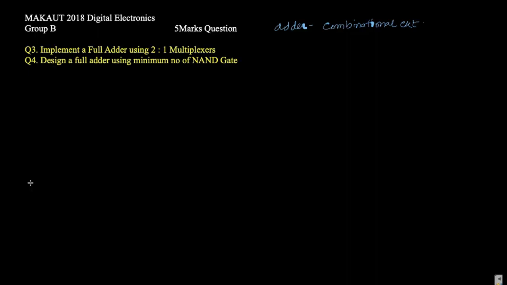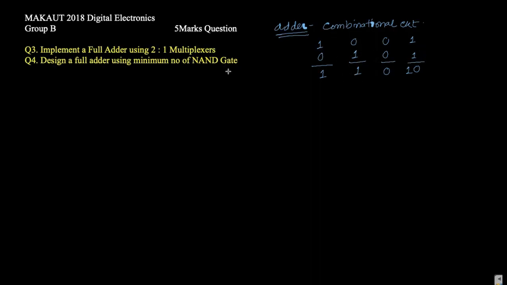The 2:1 multiplexer is very important because it is a bit complicated. So the adder circuit is a combinational circuit. An adder means it can add numbers. If you add 1 and 0, the result is 1. 0 plus 1 is 1. 0 plus 0 is 0. And if you add 1 plus 1, it becomes 0 and there is a carry of 1, so the result is 1 0.